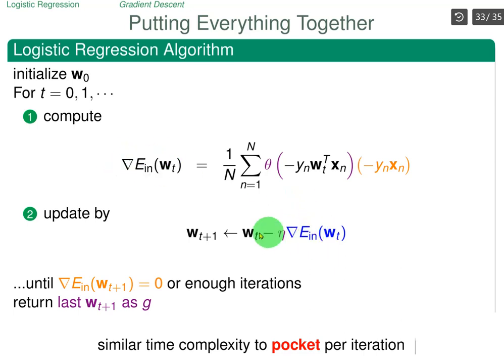If the gradient is 0, then the update will not happen. We have also introduced a user-defined parameter called step size or learning rate, and this should be set in an adaptive way. This is repeated until the gradient of the updated weight eventually becomes 0, or until enough iterations have passed if you cannot reach 0. And return this as the final g.